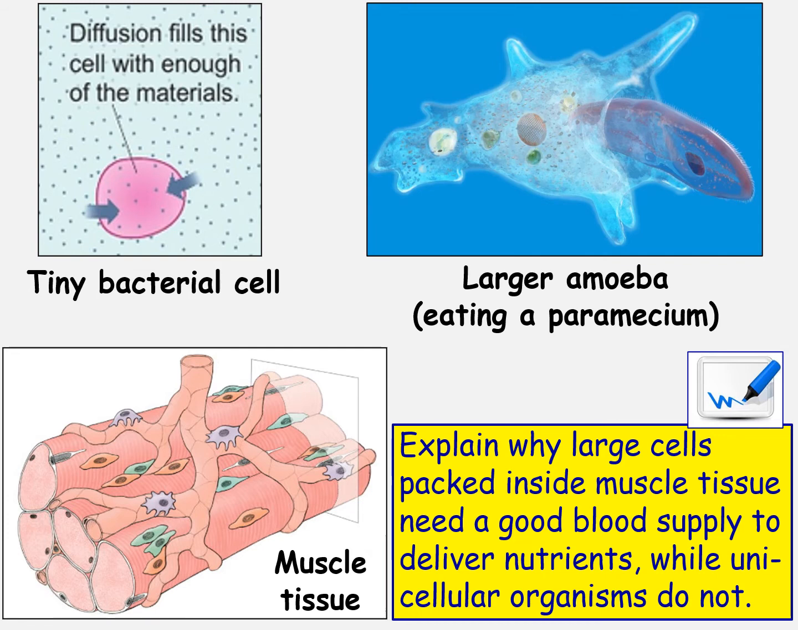And what I'd like you to do in your notes or in your book is explain why large cells packed inside muscle tissue need a good blood supply to deliver nutrients, while unicellular organisms do not. Okay, so if you'd like to pause the video now, have a go at your answer, and then we'll go through a few marking points in just a moment.